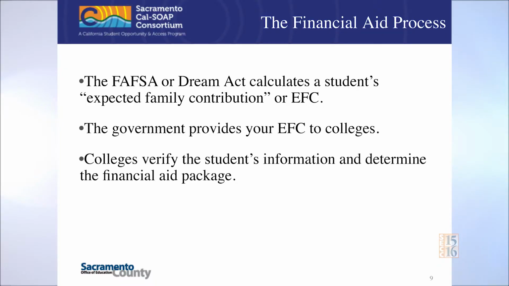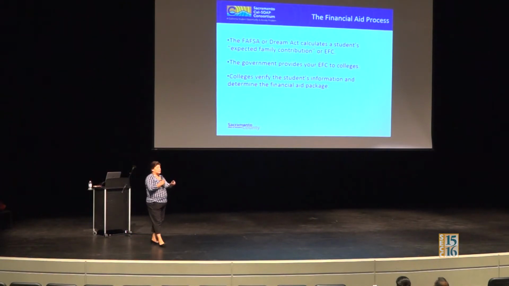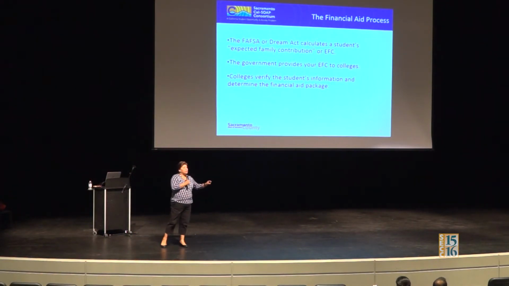The FAFSA or DREAM Act calculates financial aid eligibility, or what we call in the business, the EFC, the expected family contribution. So when you do the FAFSA itself is not going to tell you how much money you're getting. I get a lot of seniors or parents coming to tell me, we did a FAFSA, I never got an amount. No one told me how much money I'm getting. I haven't heard anything from the FAFSA. Because the FAFSA is a processing form. It does not tell you how much money you're getting.